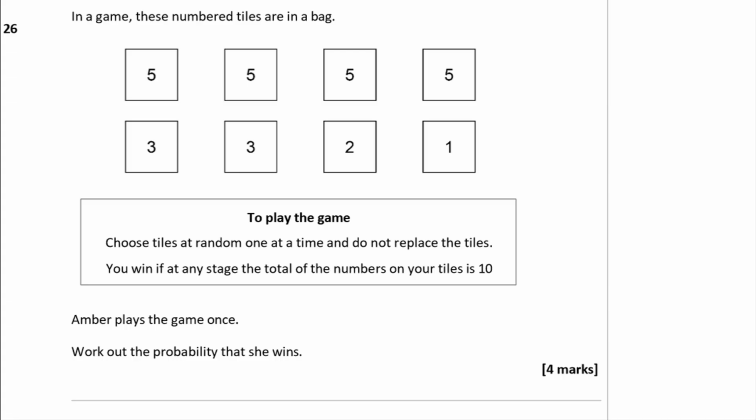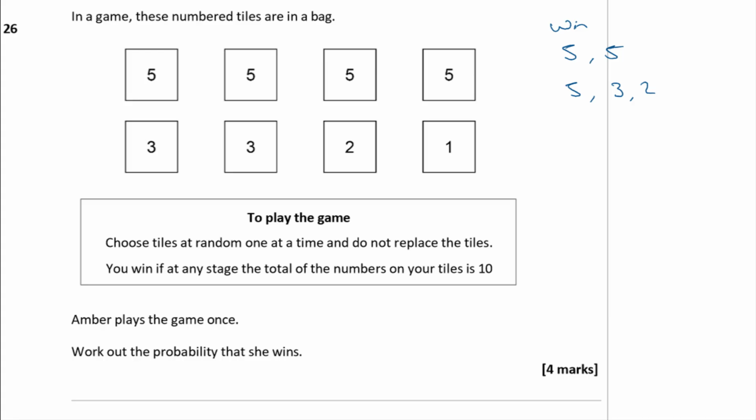Well, I suppose if I picked a 5 first and then another 5, that's a win, isn't it? Ways to win: I could get a 5 and then a 5. That would be one way of winning. Are there any other ways of winning? Well, I guess I could get a 5 and then a 3 and a 2. That would also be a win. And I guess any other combination of those three numbers as well, wouldn't it?